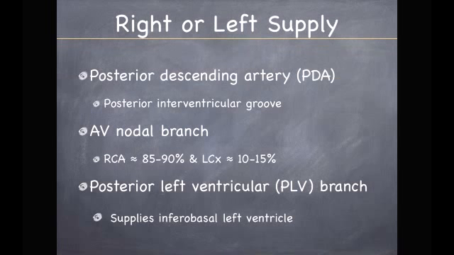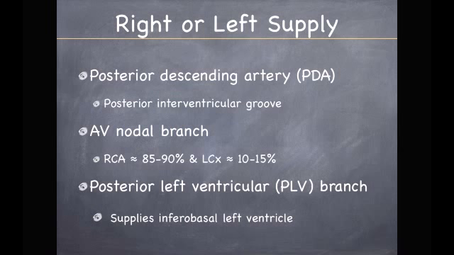Now, there are some branch vessels, depending on the dominance, that can arise from either the right or left coronary artery system. The posterior descending artery, the PDA, which lives in the posterior interventricular groove, can actually arise from the right or the left. The AV nodal branch, you can see here, most of the time arises from the right coronary artery, almost 90% of the time, and only about 10% of the time it comes from the circumflex.